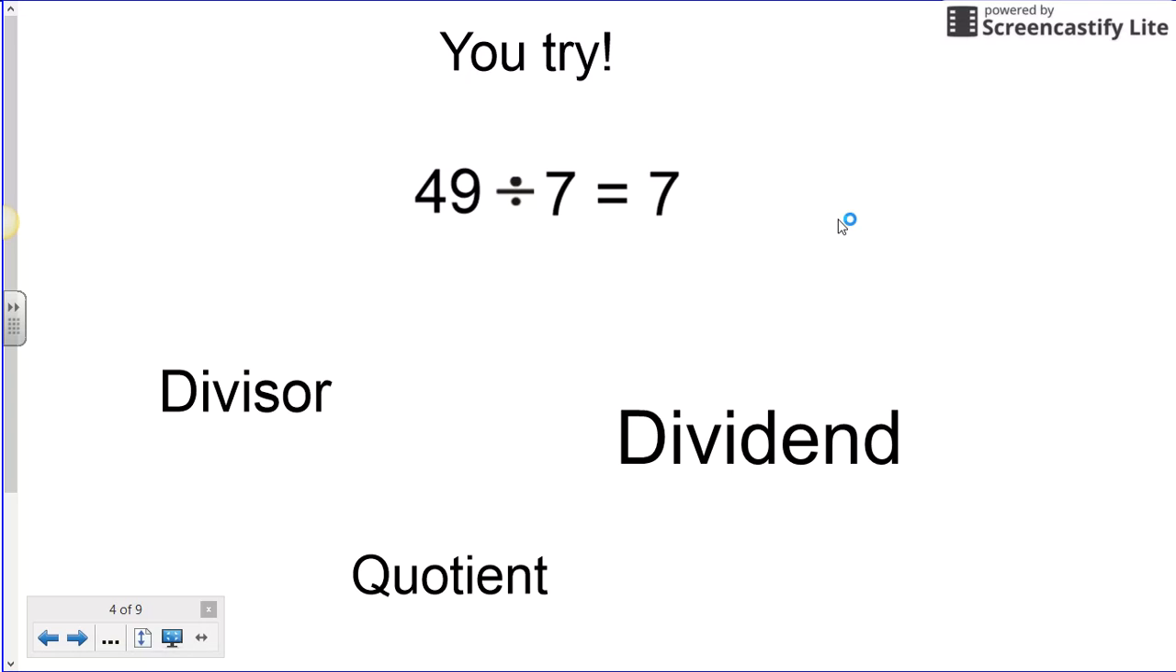All right. You go take out a paper and a pencil and give it a shot. Write 49 divided by 7 equals 7. And go ahead and draw arrows matching and writing each of the vocabulary words to the correct number. Pause your video right now so you can give this a try.